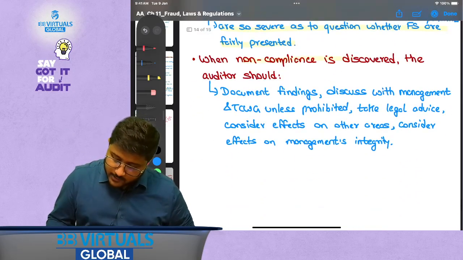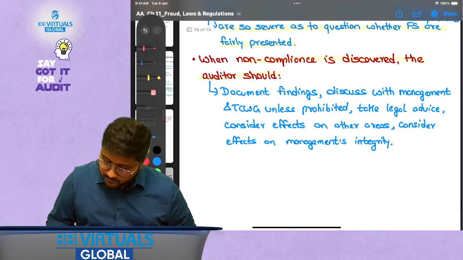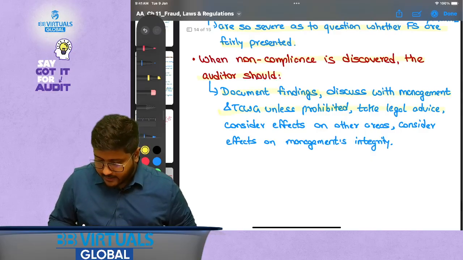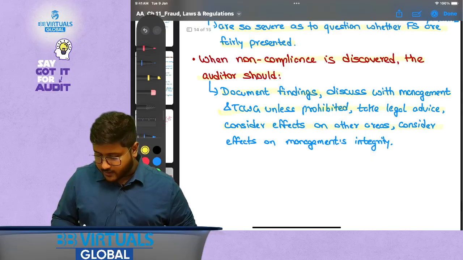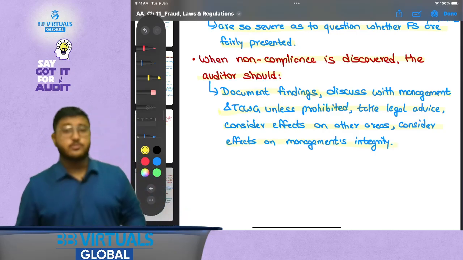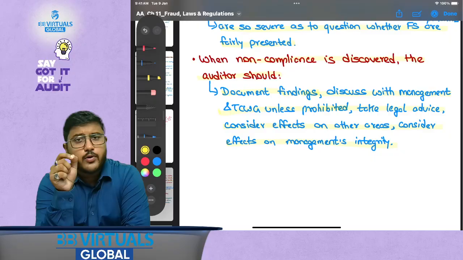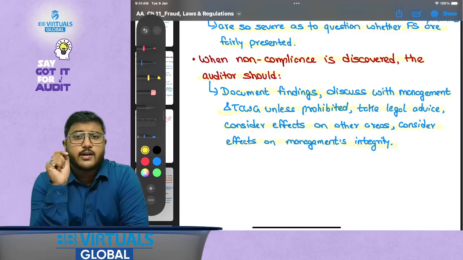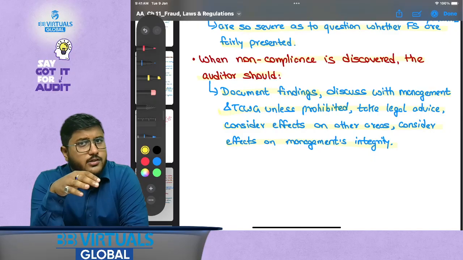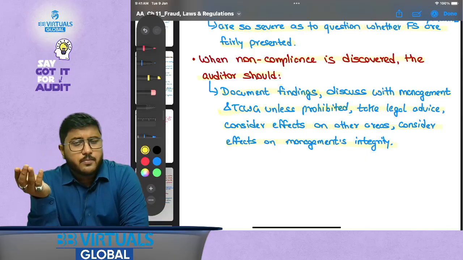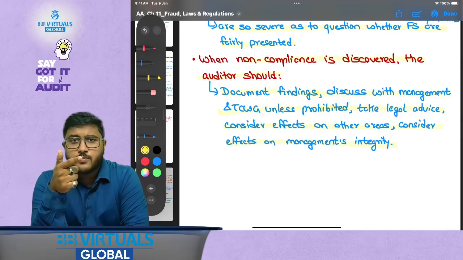Then when non-compliance is discovered, the auditor should document findings, discuss with management and those charged with governance unless prohibited, take legal advice, consider effects on other areas, and consider effects on management's integrity also. That is, if any non-compliance has been identified, they have to evaluate the conditions under which it has happened and what the potential impact of it is. They have to document all the evidence. They have to discuss with management and those charged with governance how they have missed out on this.